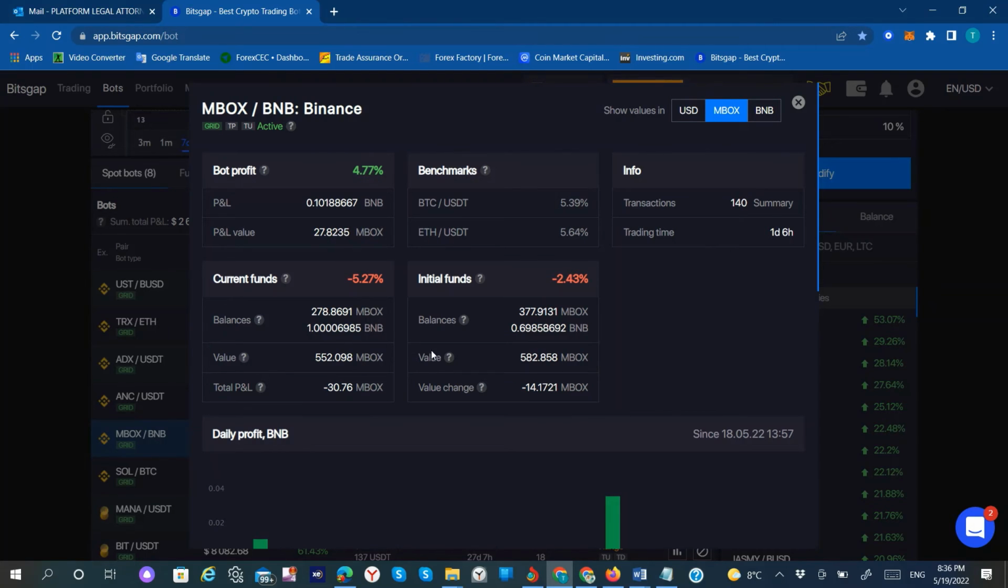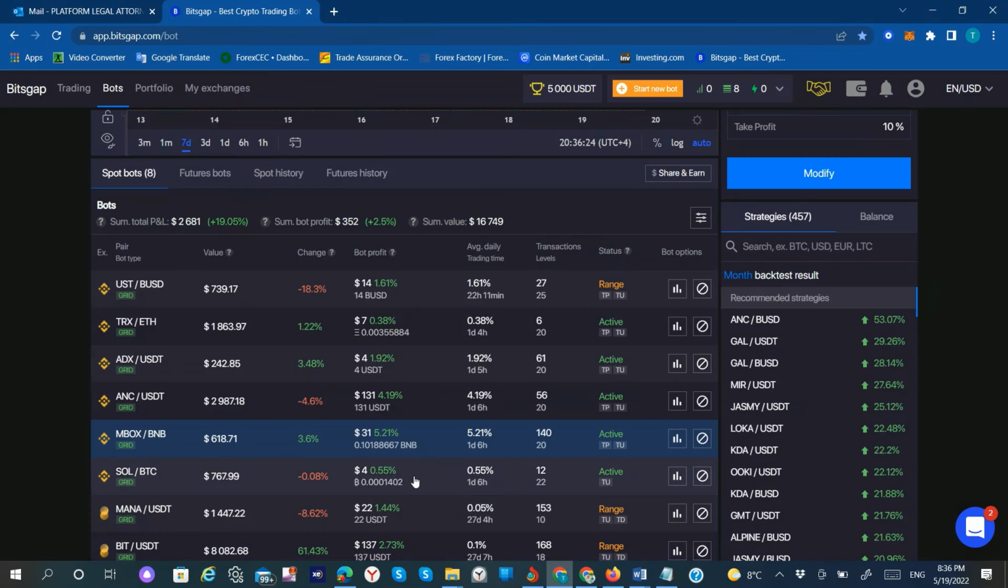Mbox is showing that the BNB price is leaving it behind, but overall you see that is profit accumulated in overall interest and balances. So that's why when you look at it here, you see that both the price of the token are appreciating, and the bot profit is also going up. So those are the things you need to look at.